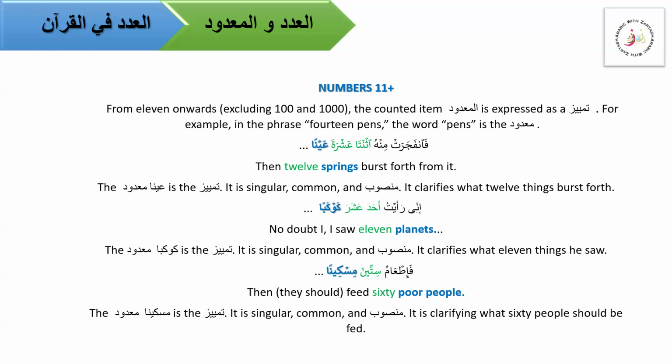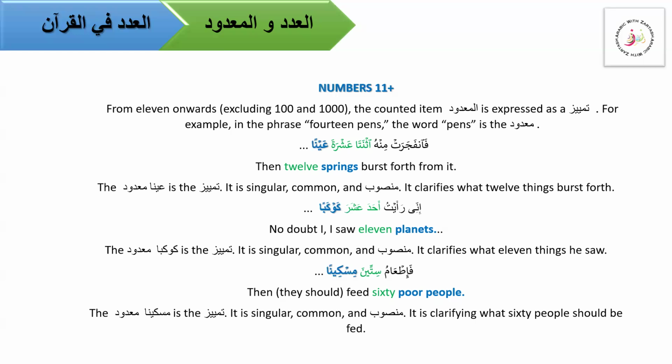As here you can see فانفجرت min hu isnata ashara aina. So isnata ashara, like 12 what? So 12 springs. So springs, that's a madud here. And that's a tamyiz because you can see that it's singular, it's mufrad, it's nakira, and it's mansoob.